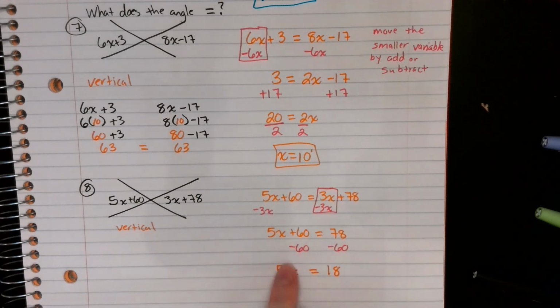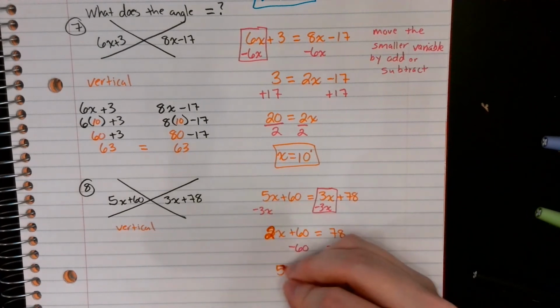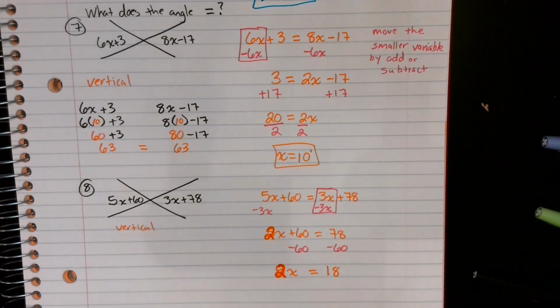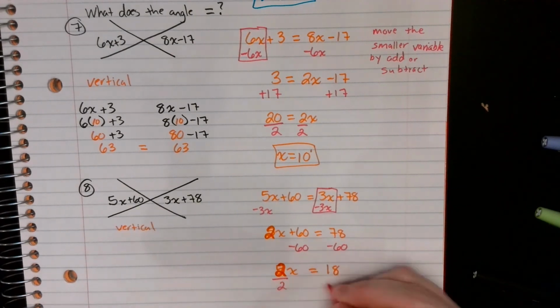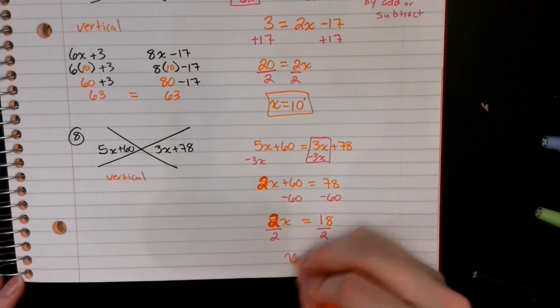Ooh, I'm so sorry. That shouldn't be a 5x. That should be a 2x. That's my bad. 2x. Make sure you fix that. And then we would divide both sides by 2. And we would get x is then equal to 9.